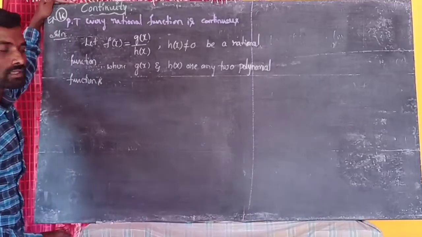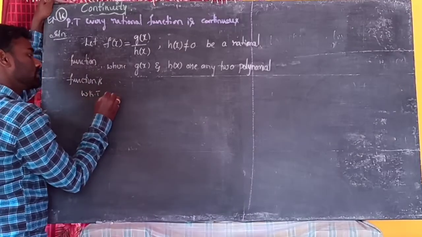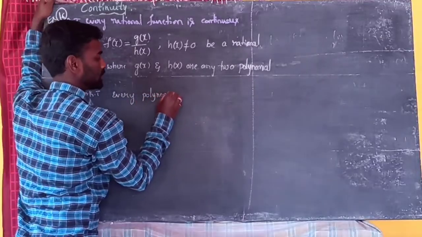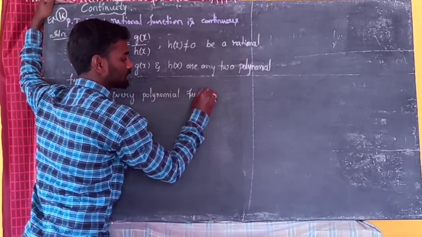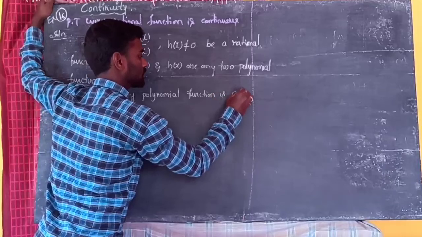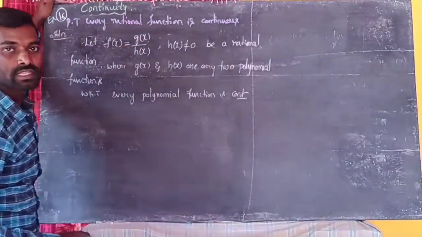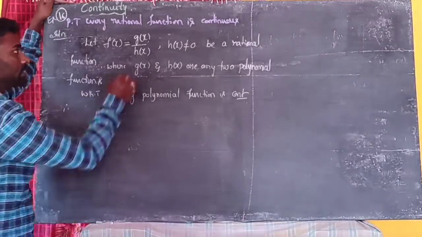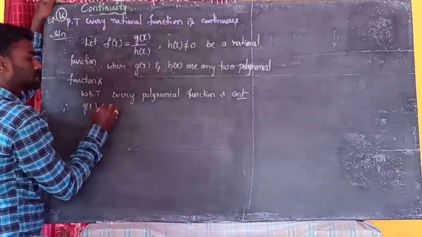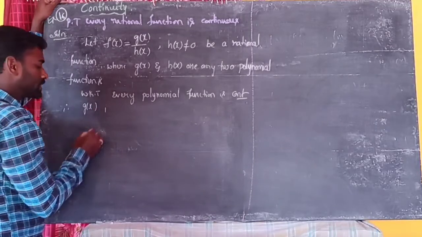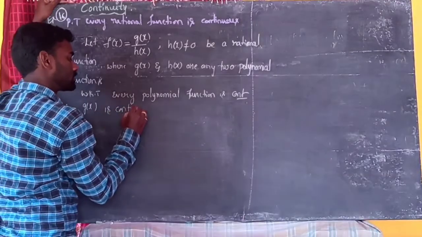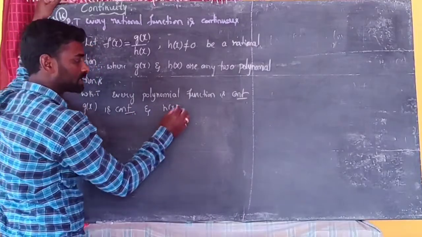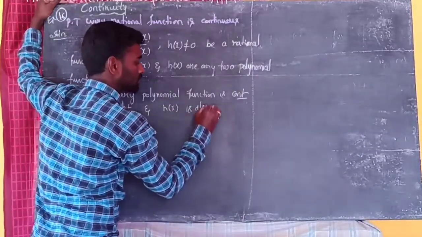We know that every polynomial function is continuous in their respective domain. Okay, therefore here g of x is also continuous. g of x is a polynomial function, so g of x is continuous, and h of x is also a polynomial function, and h of x is also continuous.